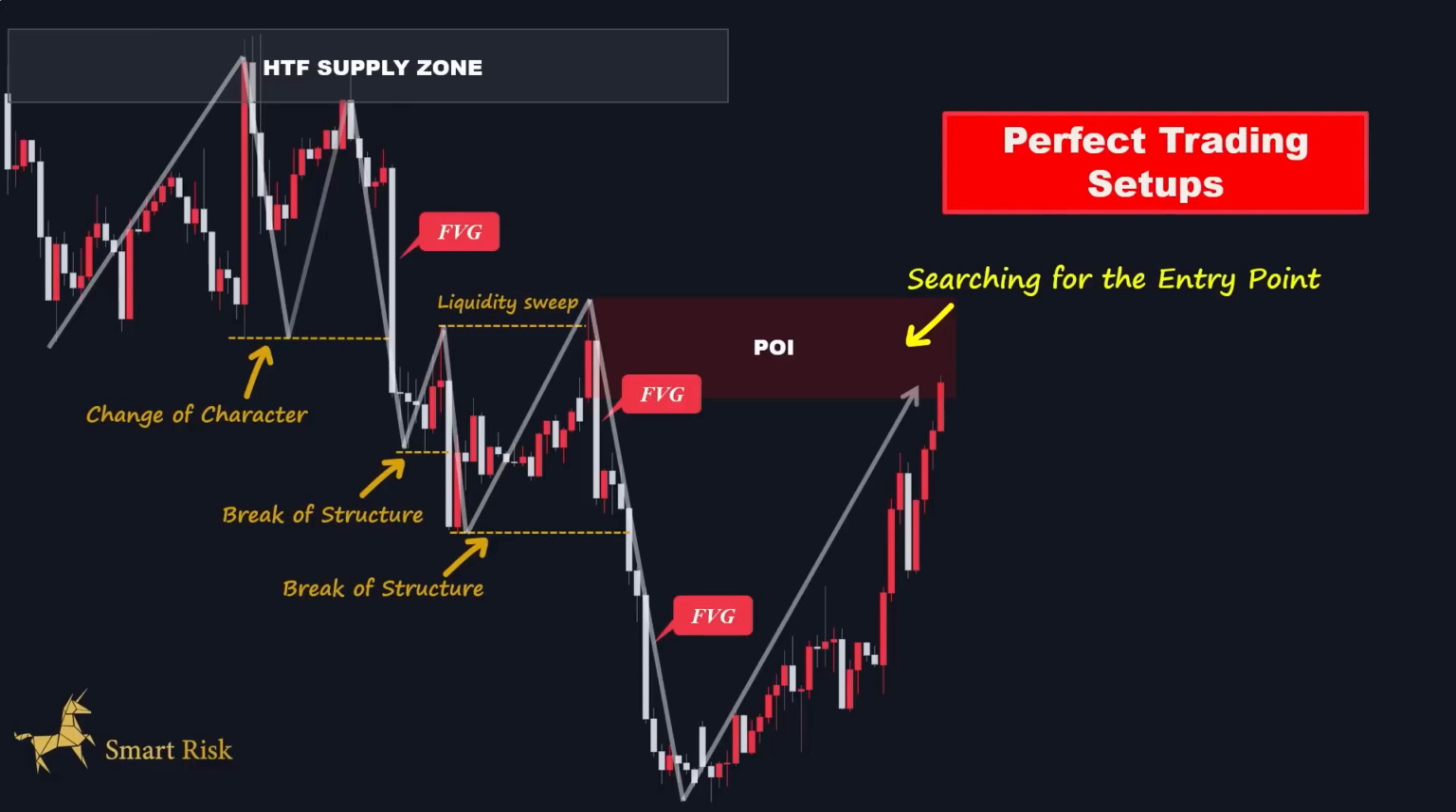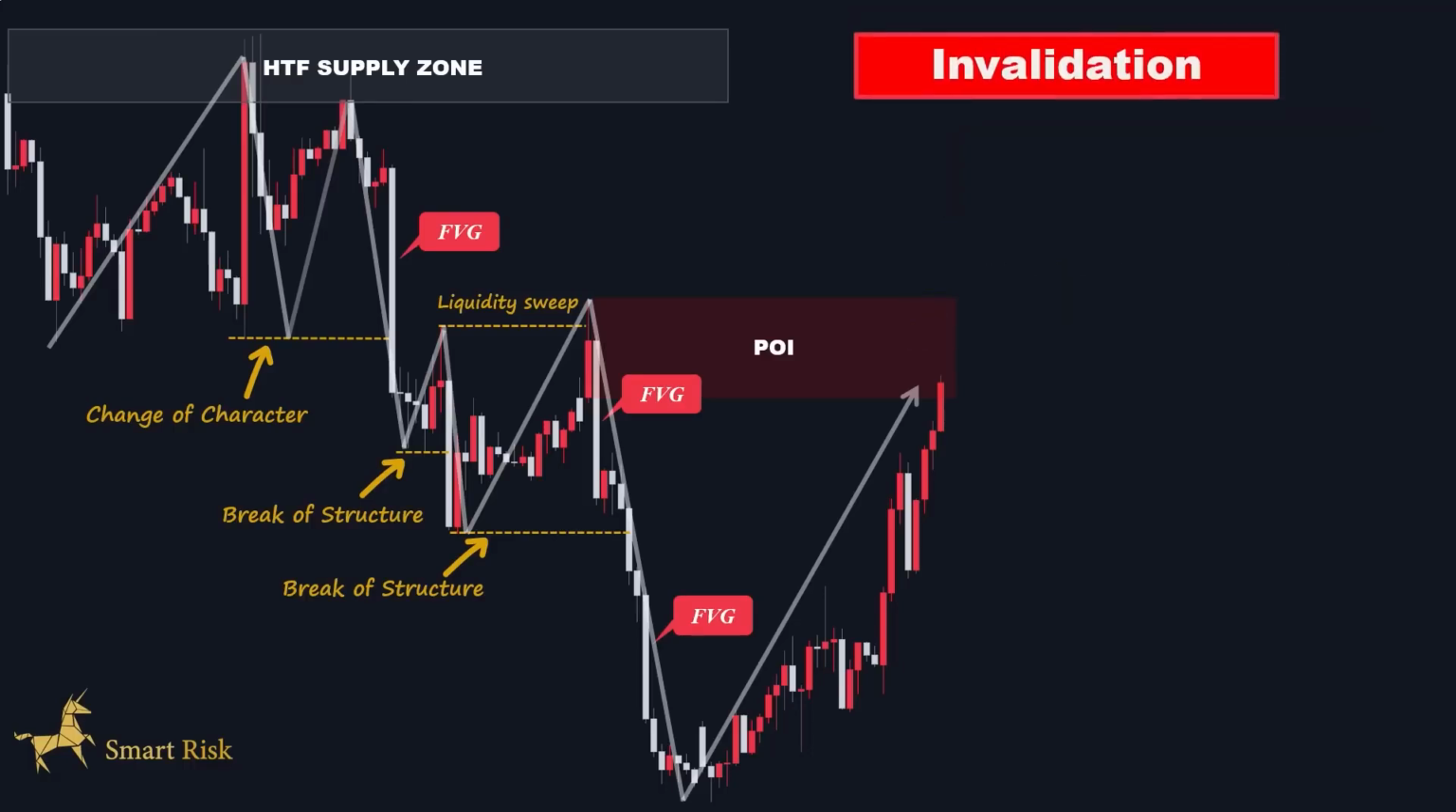Before executing any trade, it's crucial to consider a key factor: invalidation. We need to be mindful of the elements and conditions that could invalidate our trading setups, potentially resulting in a losing trade. This applies to all our trading setups, even those that appear perfect and highly probable. If we identify any signs of invalidation, it's a clear signal not to enter the market. So what factors can cause the invalidation of a trade?